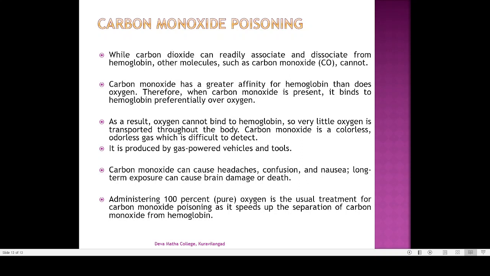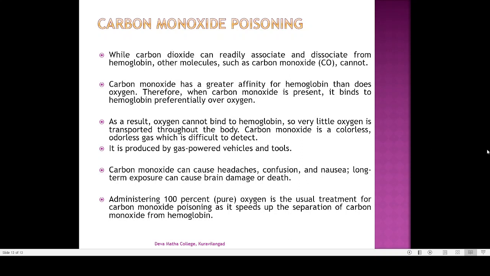The second problem is that this binding of carbon monoxide with the hemoglobin produces a substance called carboxyhemoglobin. And this carboxyhemoglobin can also create a lot of side effects. So this is the problem with carbon monoxide poisoning.